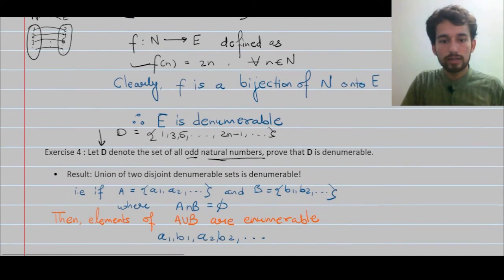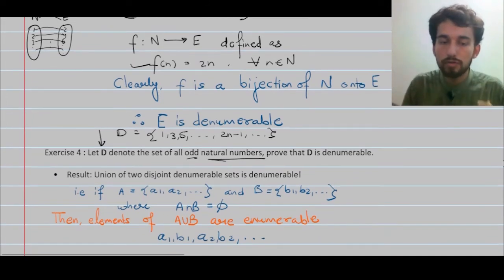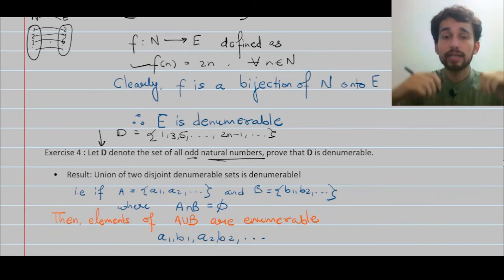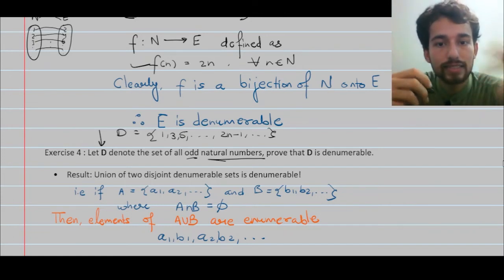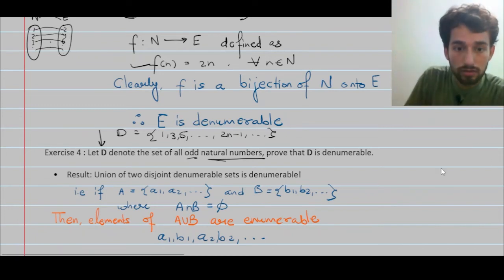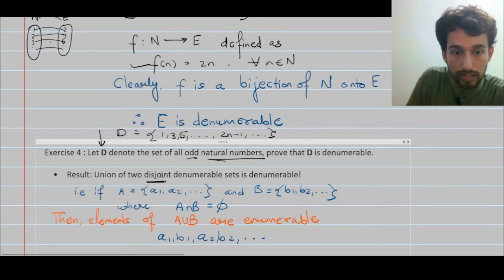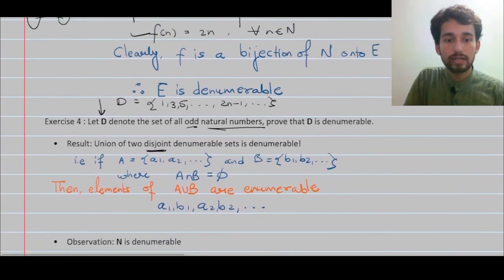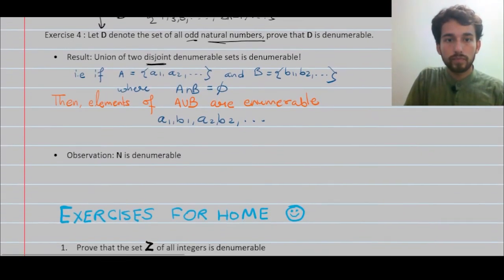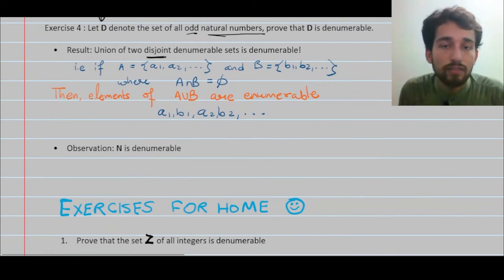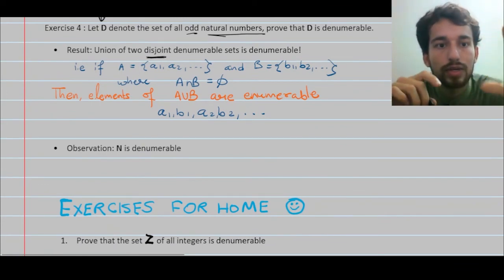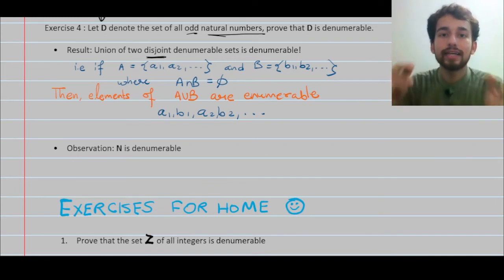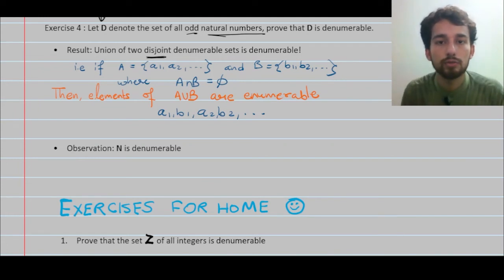Now, this is a very powerful result, I would say. If you take the union of any two denumerable sets, but there's a condition, that they are disjoint. So whatever two disjoint sets I am having, and of course they are denumerable, then if I take the union of those two sets, it is again going to be a denumerable set.